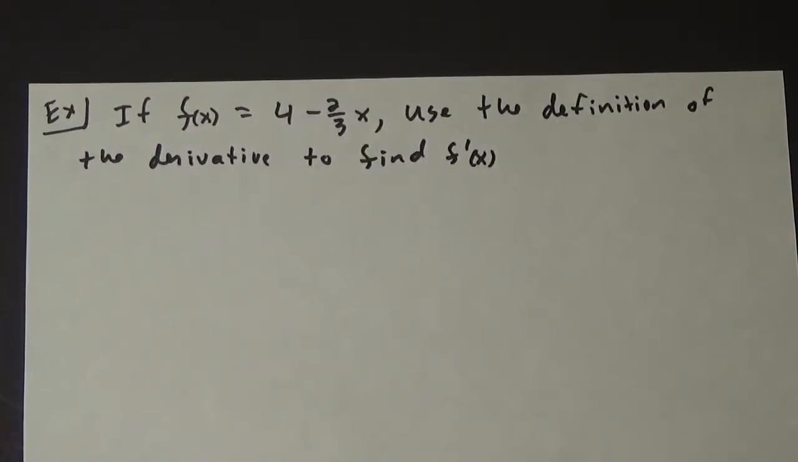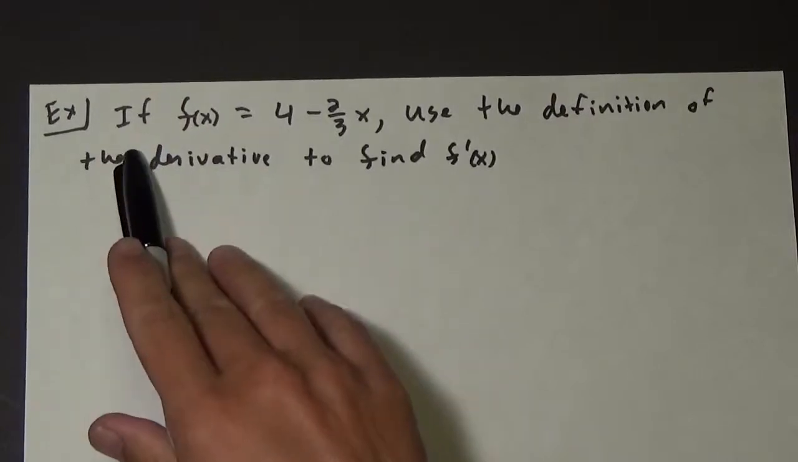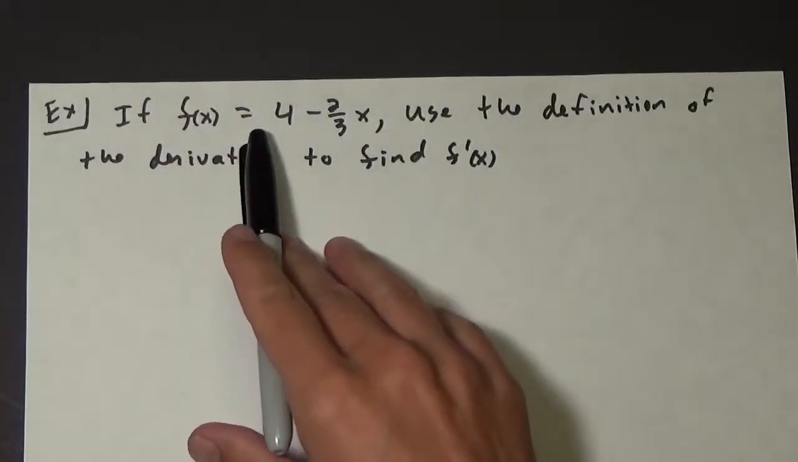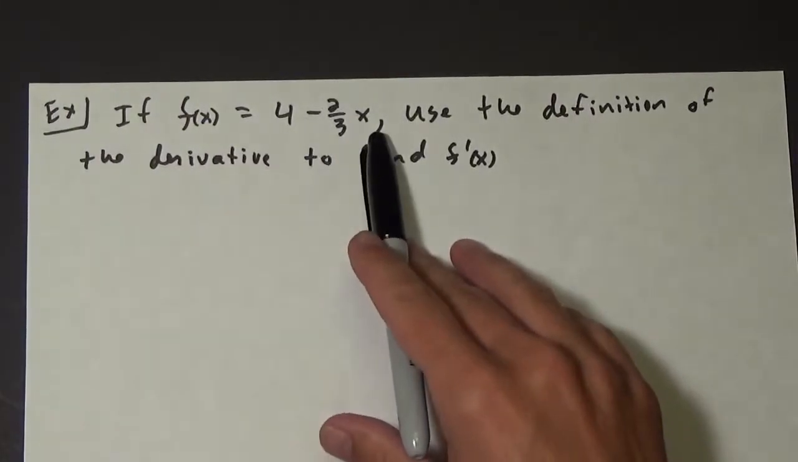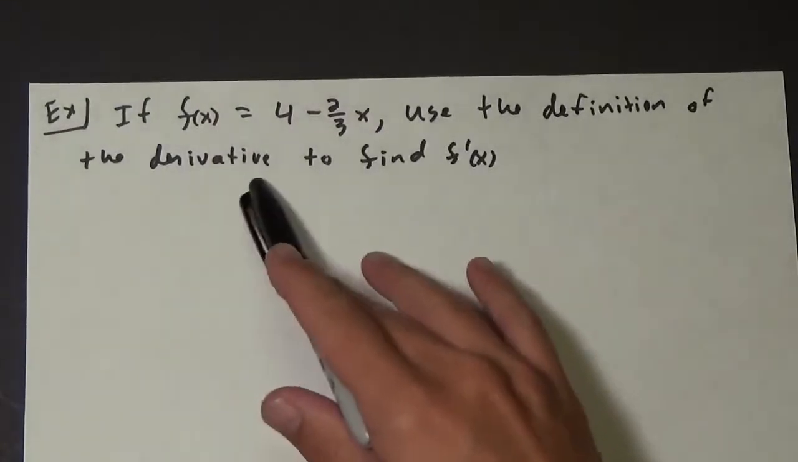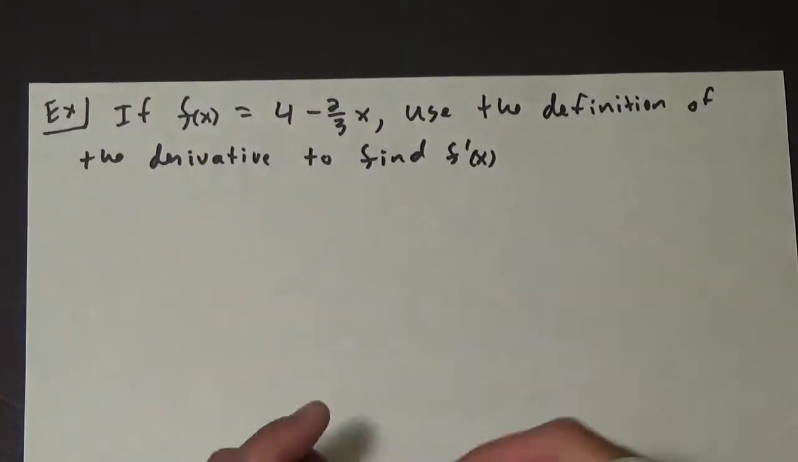So in the last video, we developed the definition of the derivative. So now let's look at some examples where we use the definition of the derivative to find the derivative of a function. So let's start with this one. If f of x equals 4 minus 2/3 x, use the definition of the derivative to find f prime of x.